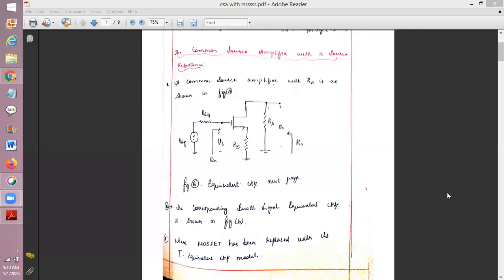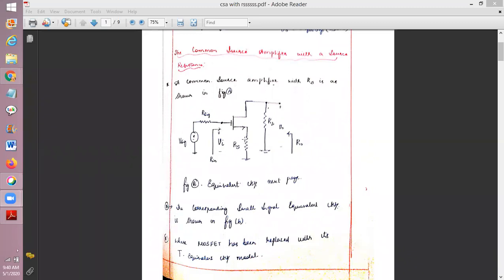Equivalent circuit, the way of writing the hybrid equivalent circuit. The other one is writing the T equivalent circuit. What are the two types of analysis? One is the hybrid pi model and the other one is the T equivalent circuit. When to use the hybrid model and when to use the T model?